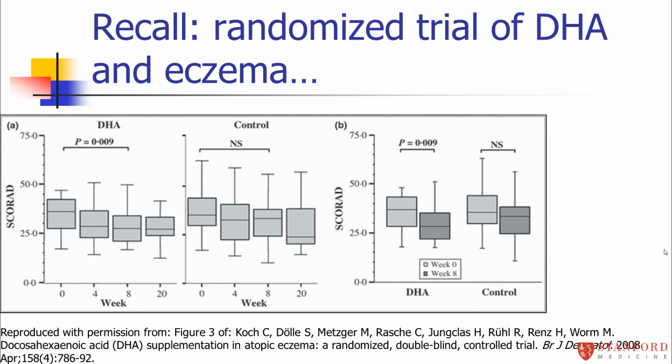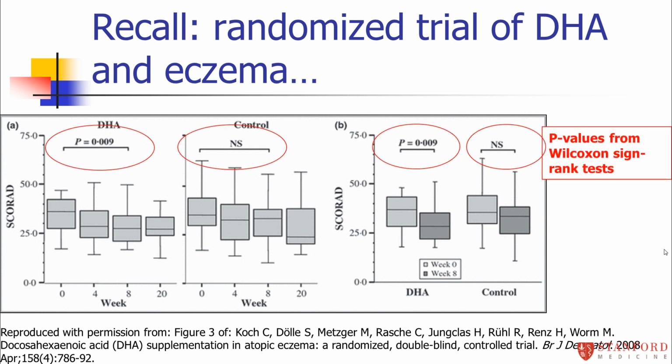There were a bunch of p-values on this figure, and you can see where those p-values came from. These are showing the p-values for whether or not the placebo group, the control group, and the DHA group had their SCORAD scores go down a significant amount over time. All of the p-values I've circled here came from Wilcoxon sign rank tests. So when you're doing a within-group comparison over time, those p-values come from the Wilcoxon sign rank test. Here we were comparing only week 0 to week 8, so we're only comparing 2 time points.